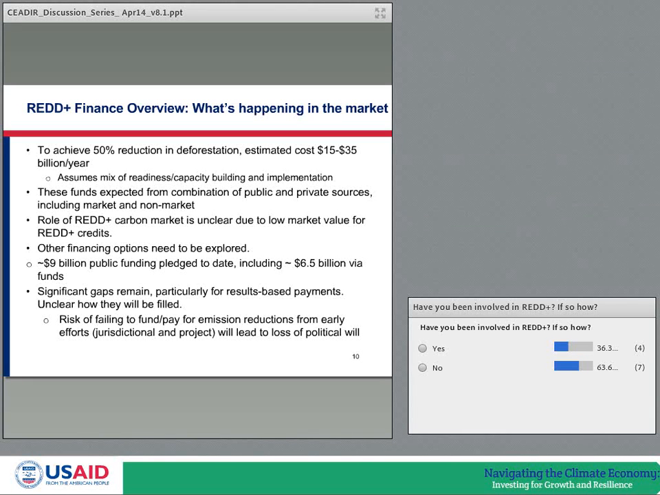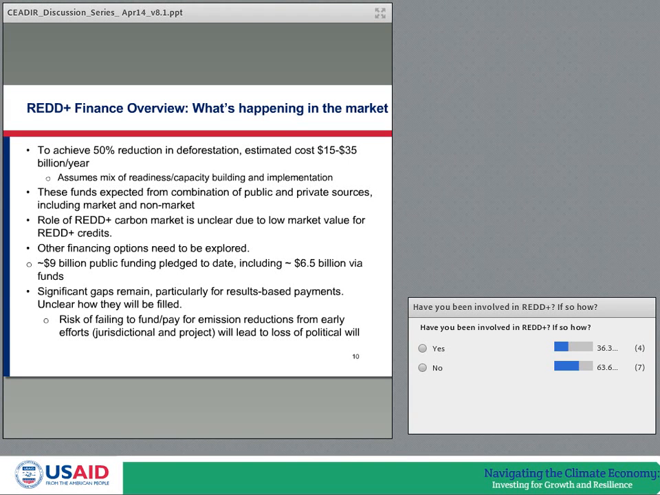And around $9 billion of public funding has been pledged to date, and around $6.5 billion of that is through various funds. But it's important to emphasize this is pledged as opposed to actually dispersed and spent to date. You can even see just by looking at those numbers, 9 billion pledged versus a need of 15 billion at the low estimate, there's still a long way to go. And that 9 billion pledge runs over a number of years, not on an annualized basis, which is the $15 billion a year number.